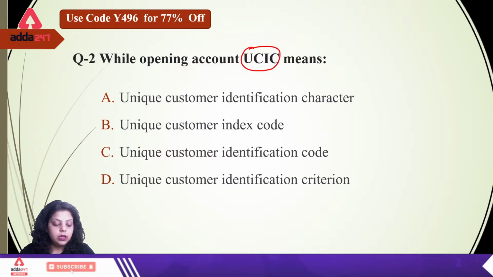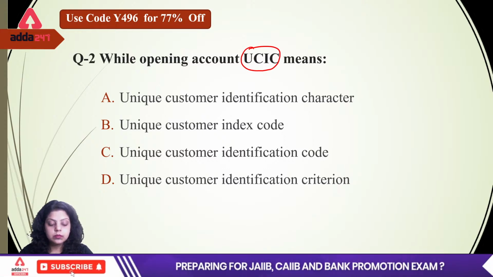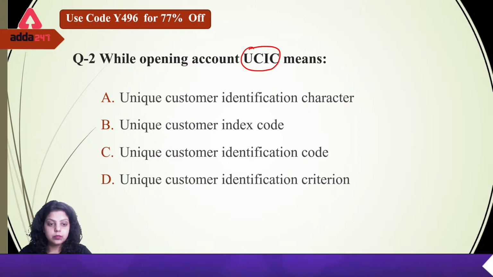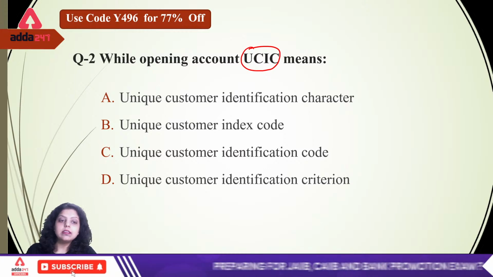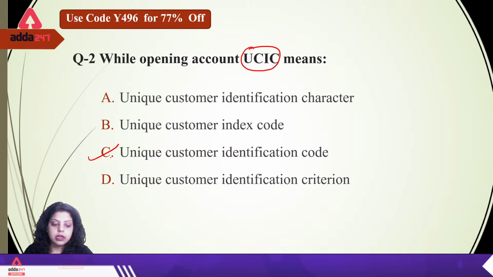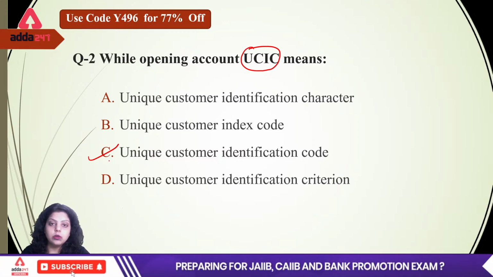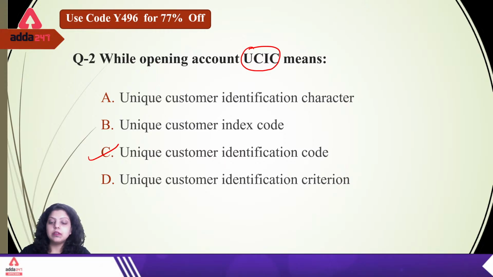Let me know what will be the right answer. Naresh is saying C. Okay, right. So the right answer will be unique customer identification code, that is C option. Unique customer identification code is true. In the context of opening account, UCIC means unique customer identification code. So the right answer will be your C.